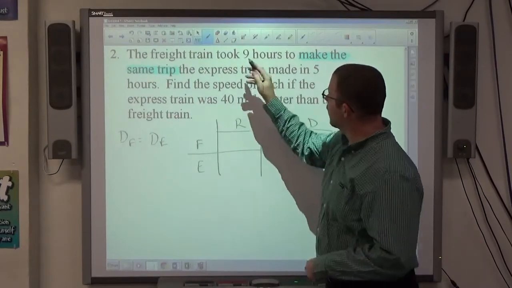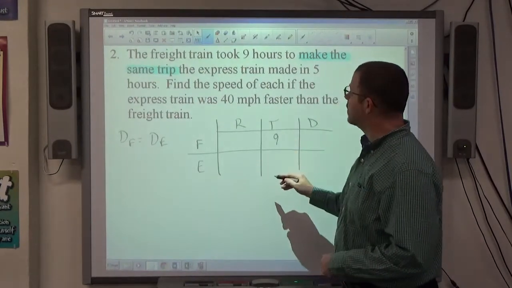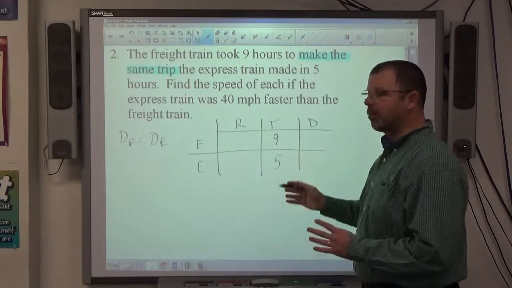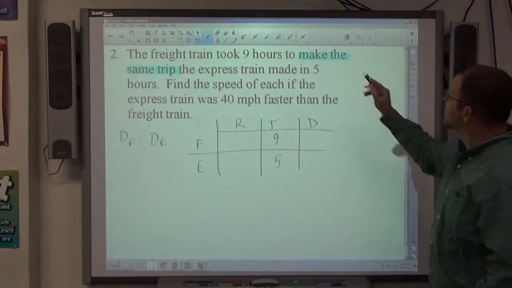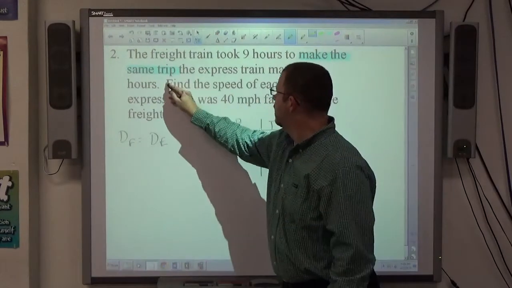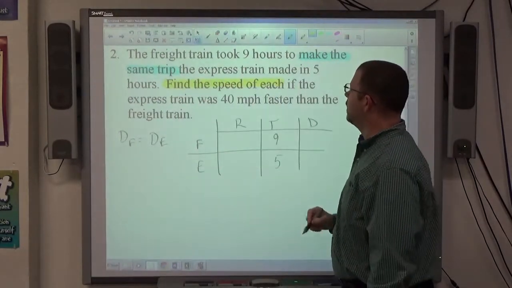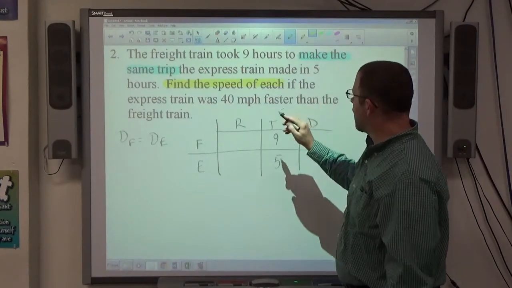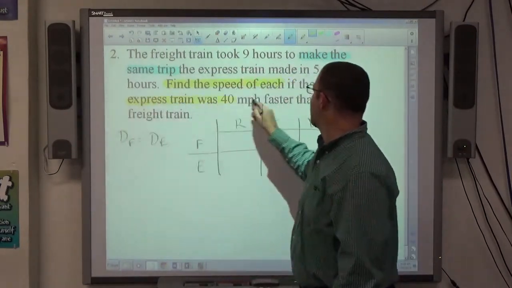And it tells me the freight train took 9 hours and the express train took 5 hours. So they told me the exact times of each. The second sentence says find the speed of each. That implies we don't know either speed. The express train was 40 miles per hour faster than the freight train.